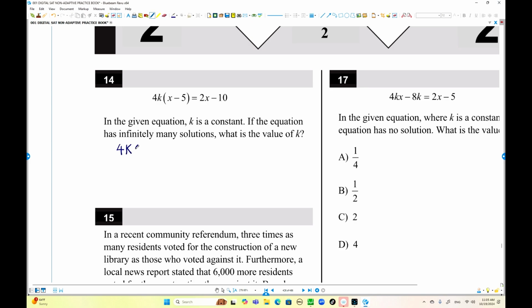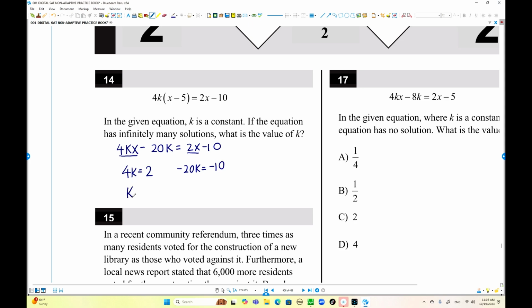4kx minus 20k equals 2x minus 10. 4kx must be 2x, right? So 4k must equal 2, it's the coefficient. Negative 20k must also equal negative 10.